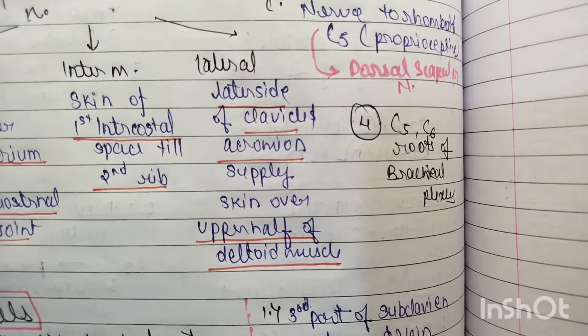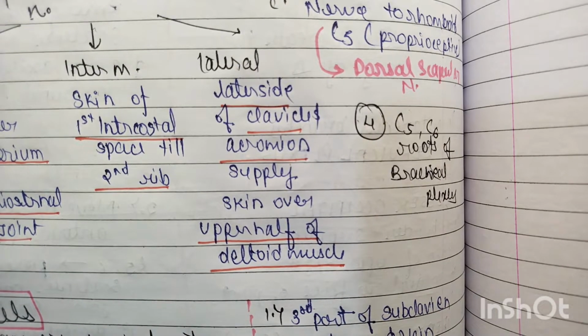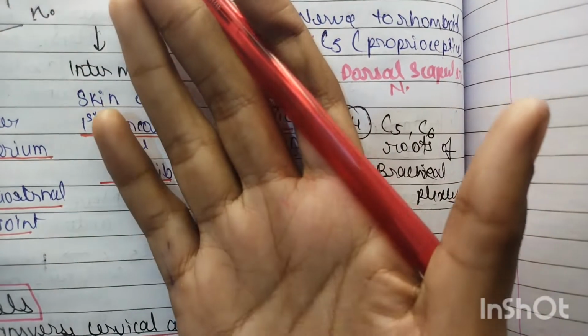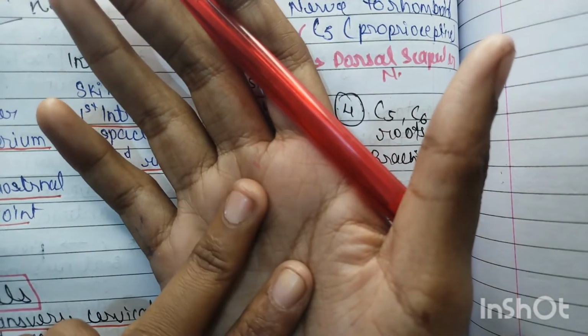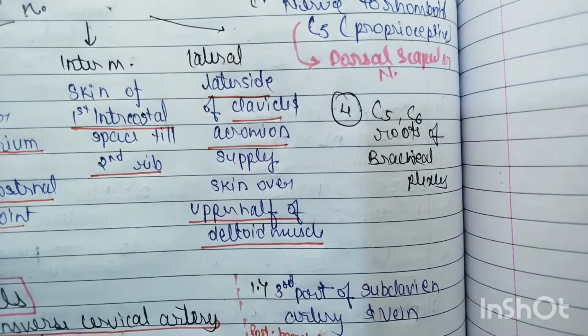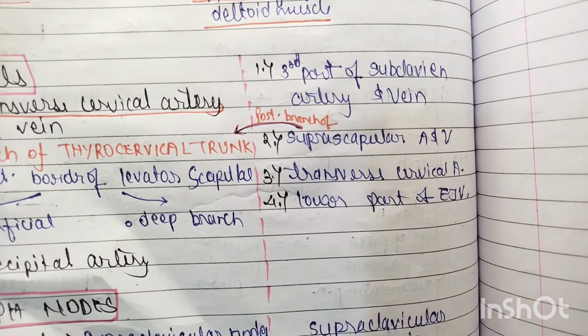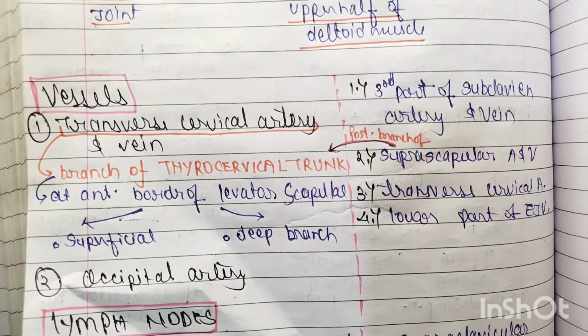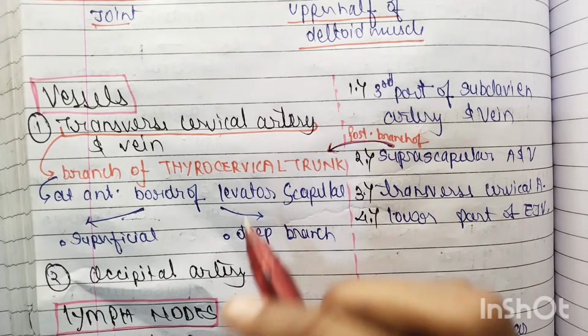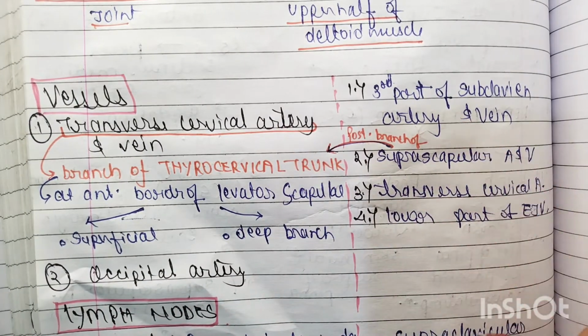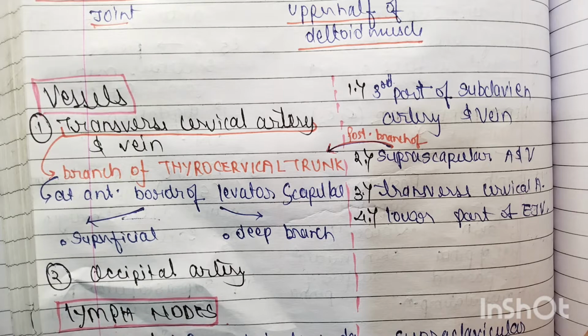So these are the nerves of the occipital triangle. We have discussed the nerves of the occipital triangle, and we have discussed the nerves of the subclavian triangle. Now coming to the vessels and the lymph nodes of the subclavian and the occipital triangle. First, the occipital: this part is your occipital triangle, and this part is your subclavian triangle.